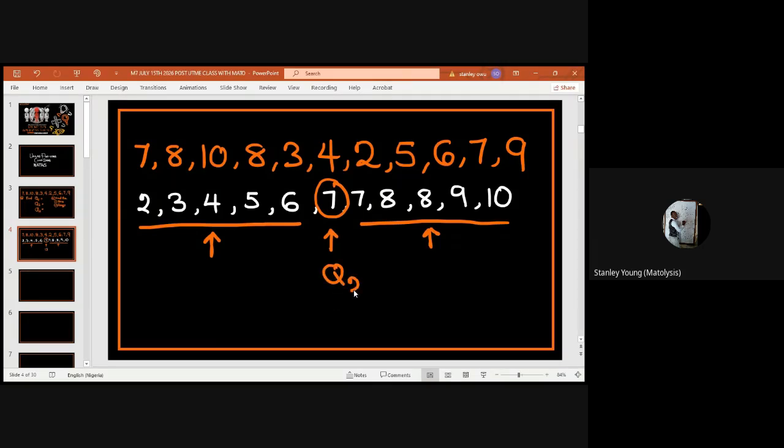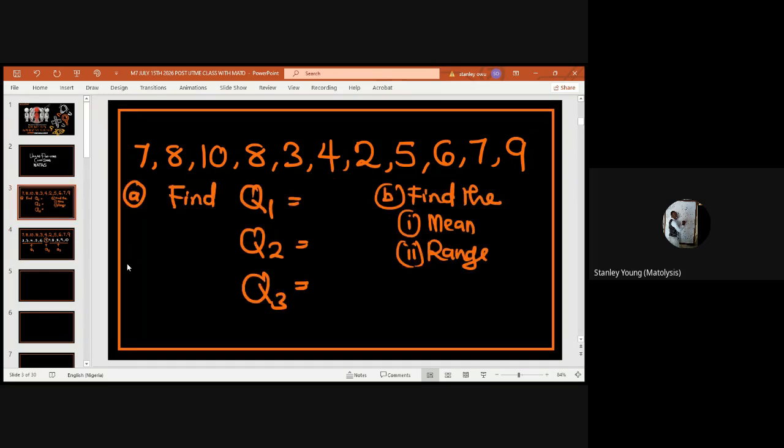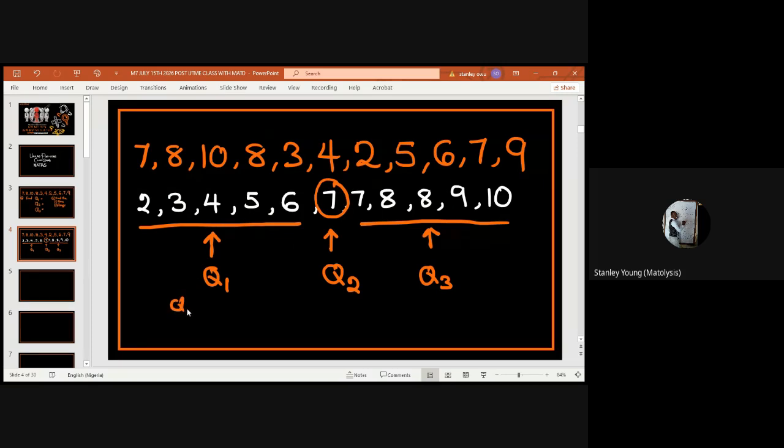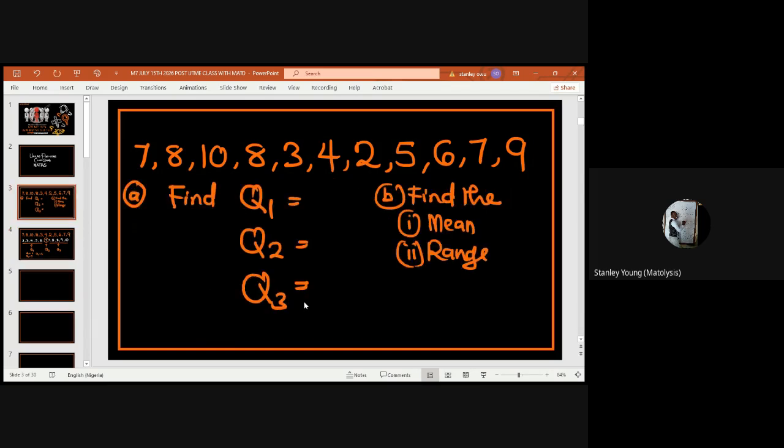So we have the main center itself to be 7. That's our Q2, which is called the second quartile. The center of the left-hand side is called the first quartile, Q1. The center of the right-hand side is our Q3, the third quartile. So Q1 is equal to 4, Q2 is equal to 7, and Q3 is equal to 8.